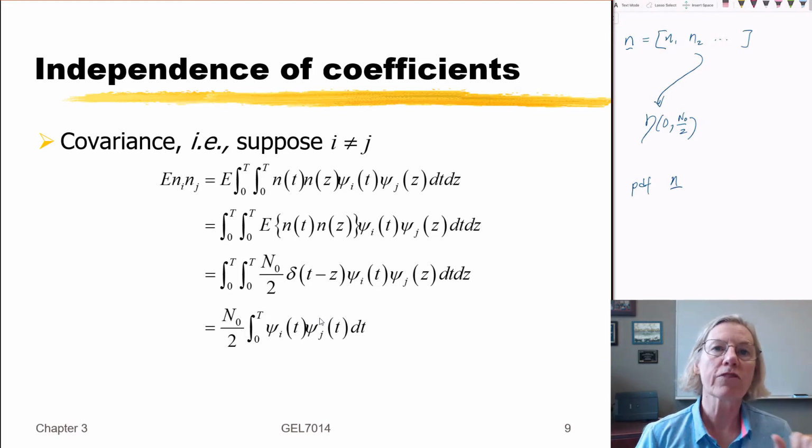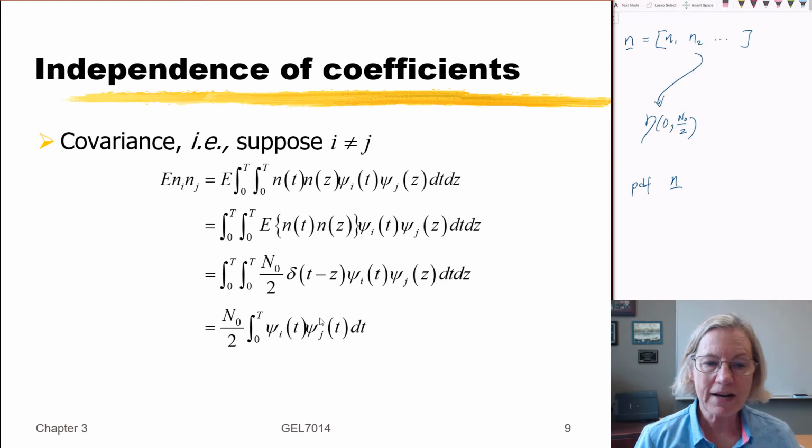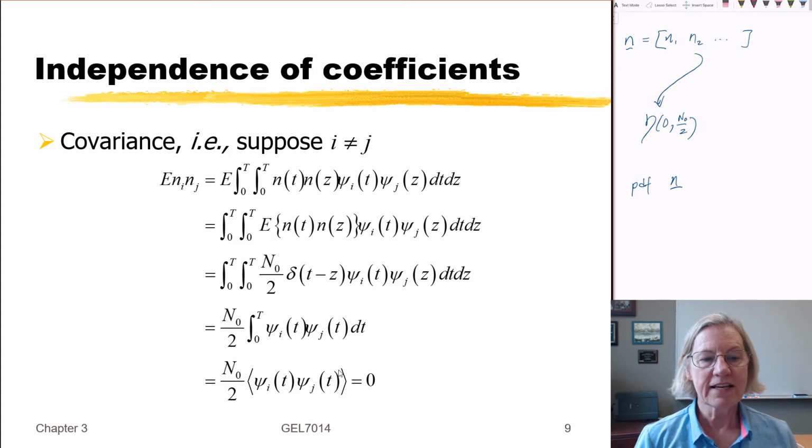Now we're looking at the ortho part, that these are orthogonal to one another, which means that this inner product is 0 for every case except i equal to j. So basically, this is equal to 0 because by hypothesis i is not equal to j. So we found that the covariance between any arbitrary two elements of this noise vector is 0.